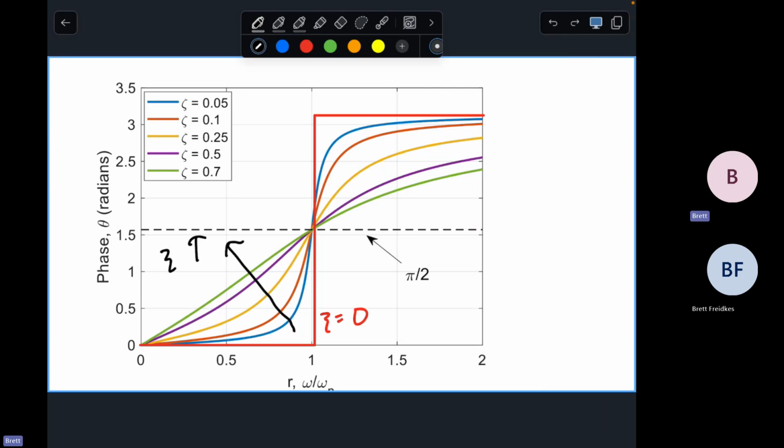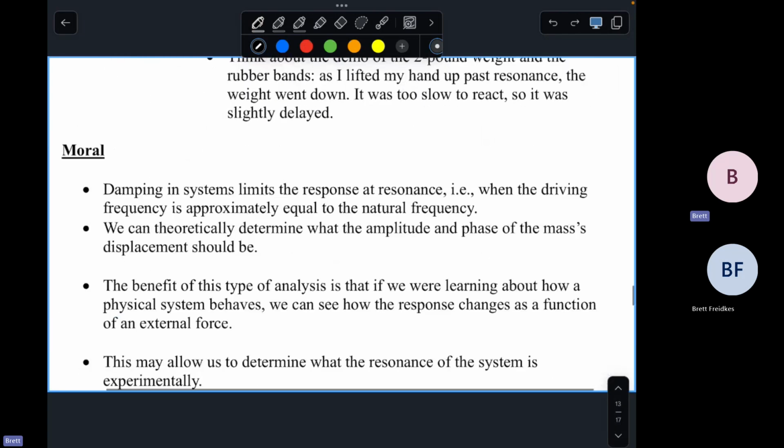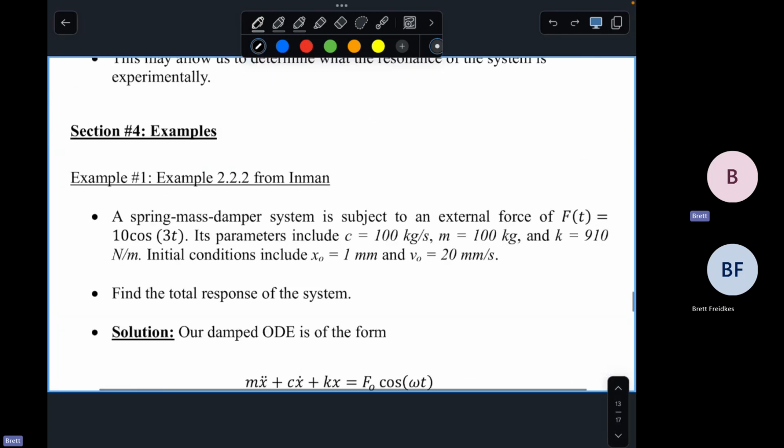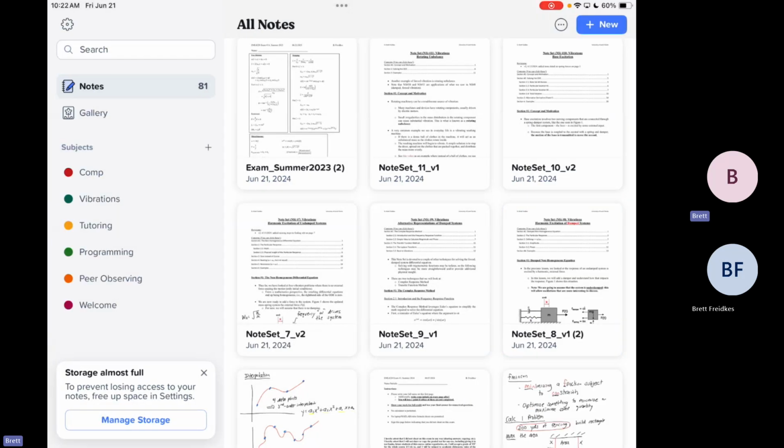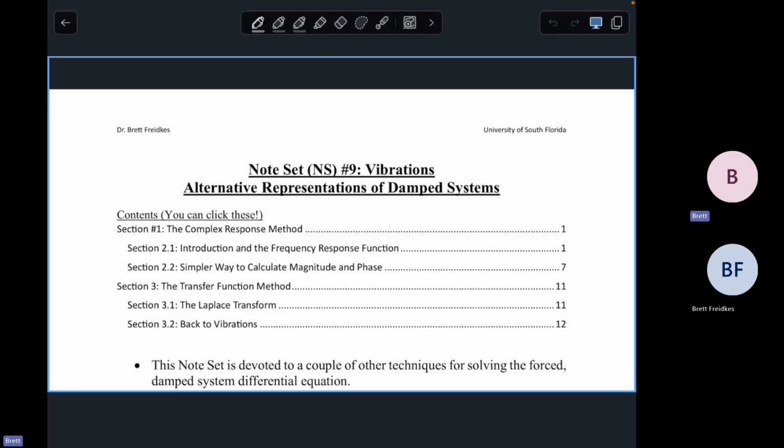Questions about this? Okay. And that's note set 8. Doubts about anything we talked about so far? Okay. Let's do note set 9 and then we'll take a break.